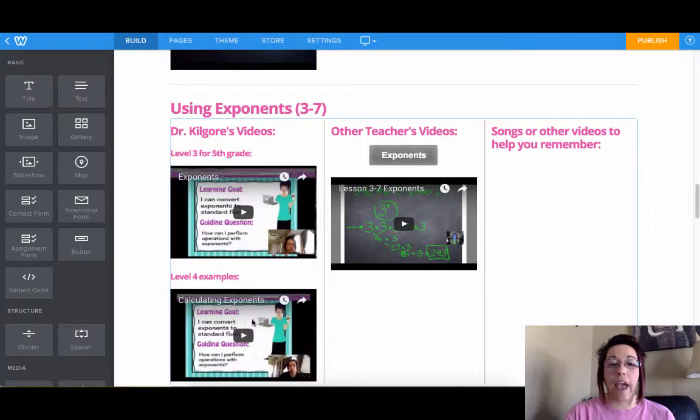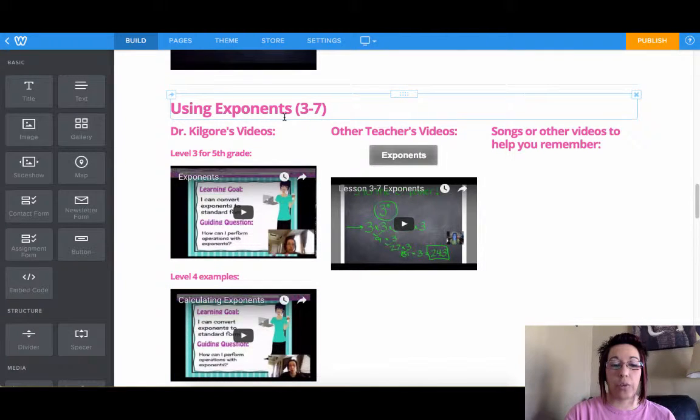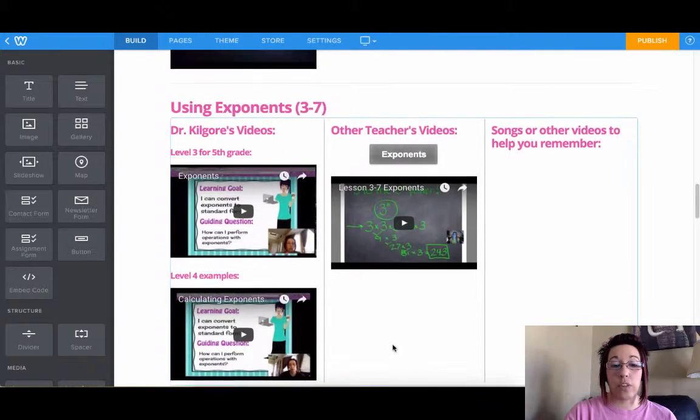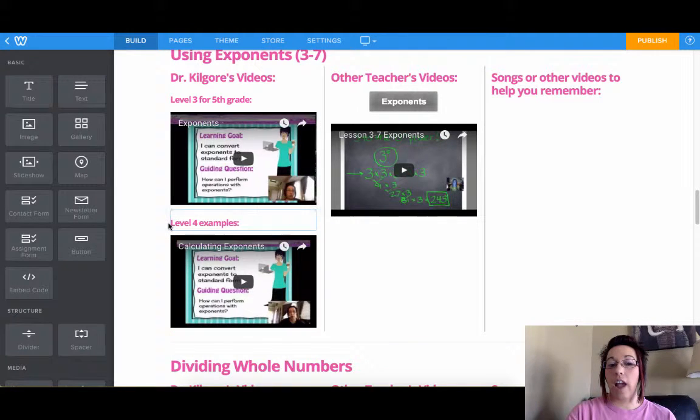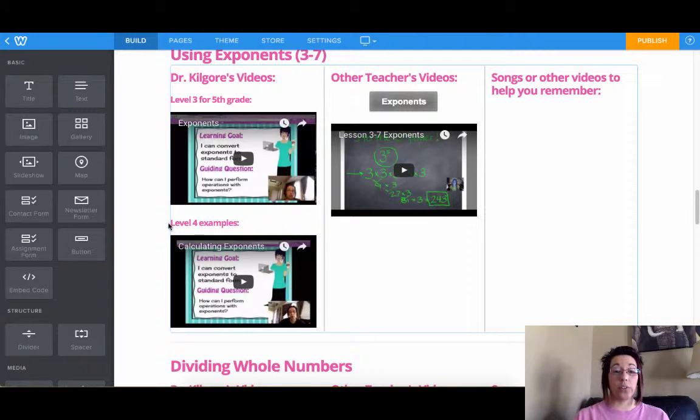We go through exponents, and in 5th grade, we do exponents with a base of 10. So for extension students, I labeled that level 4 because that's above our learning target. And I did do a flipped video on using exponents with bases other than 10 so that those students that are ready to go after that concept could.